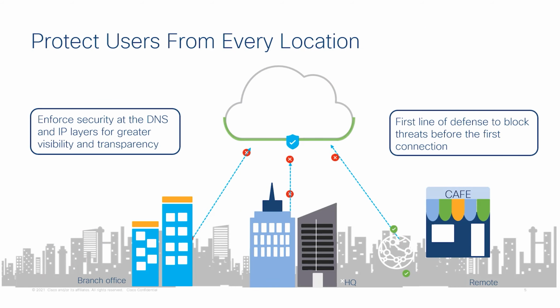Umbrella provides the first line of threat defense to block threats before the first connection is even made. This allows organizations to prevent, detect, and respond to attacks on users before damage can be done. By enforcing security at the DNS and IP layers, Umbrella blocks requests to malware, ransomware, phishing, and botnets before they reach your endpoints.